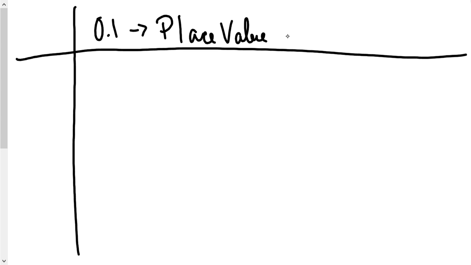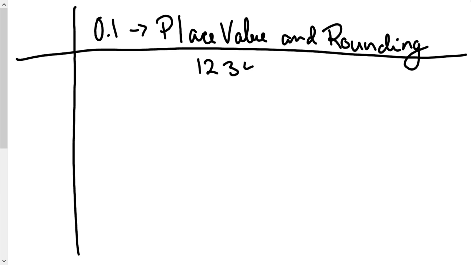In today's lesson, we are going to talk about place value and rounding. So in our section today, this is 0.1, place value and rounding. We just always need a good refresher of place values. So I'm going to write out a number here. It is 1,234.56.